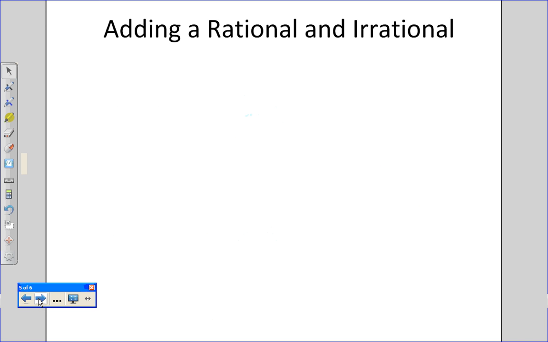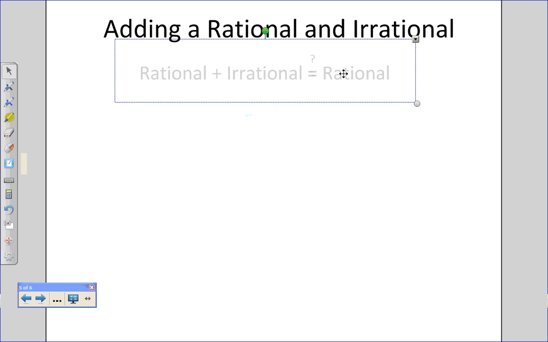So the next question that mathematicians ask themselves is, what if we add a rational and an irrational? What kind of number would we get then? And so they kind of experiment around and try some things. Oftentimes the first thing that they would try is saying, let's just try and see if we can get a rational. If we add a rational and an irrational, is it possible?